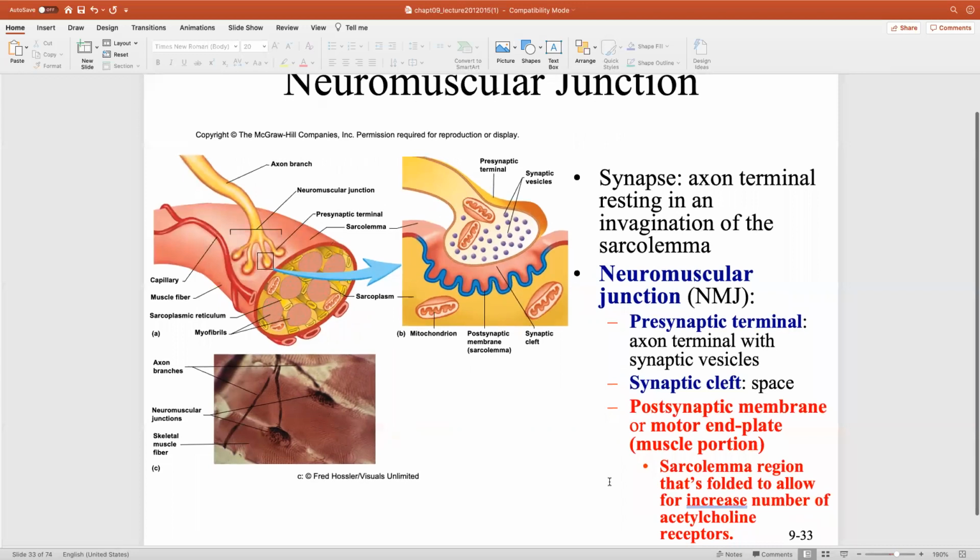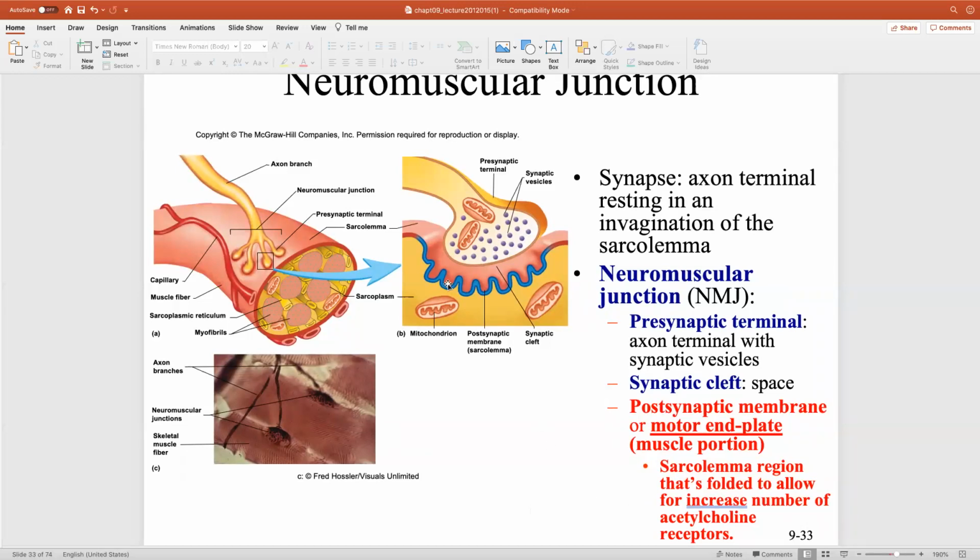Now, keep this in mind. There's a region right here we call the motor end plate. I'm going to highlight it and underline it. You might see it on the test. Now, I say that and people still aren't going to study it and know it.